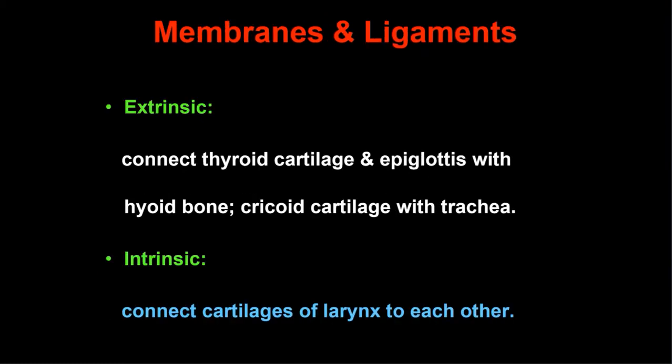So then the arytenoid cartilage will be there in the posterior part of the vocal cords. Arytenoid cartilage is made up of hyaline cartilage. It has three surfaces and it is triangular in shape. Arytenoid cartilage will have a base and an apex. The apex articulates with the corniculate cartilage and the base articulates with the cricoid cartilage.